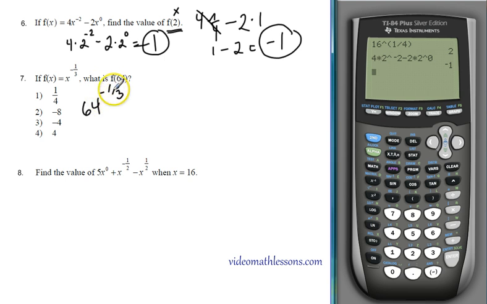So now I'm going to fix this. So it's going to be 1 over 64 to the 1/3. And we did this before, power root. It's really saying the cube root of 64. And we show cube root by putting a little 3 right there. It's called the index. And the cube root of 64 is a 4. So 1 over 4 is choice 1.